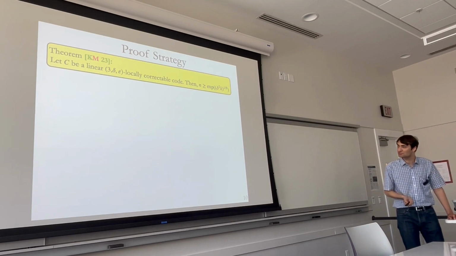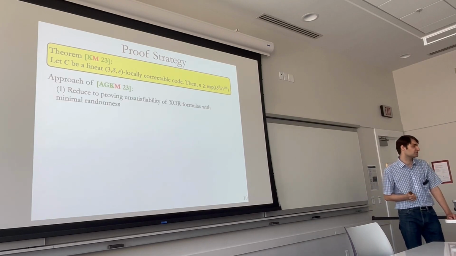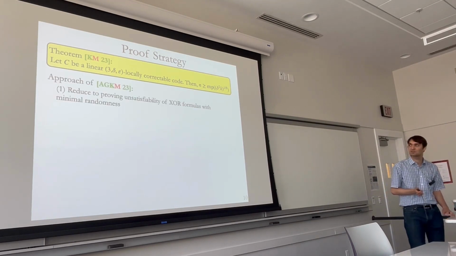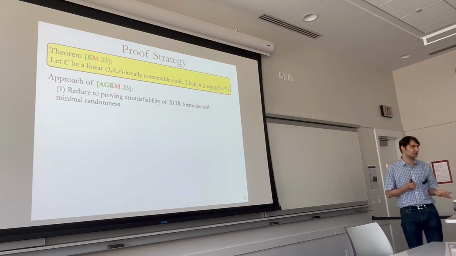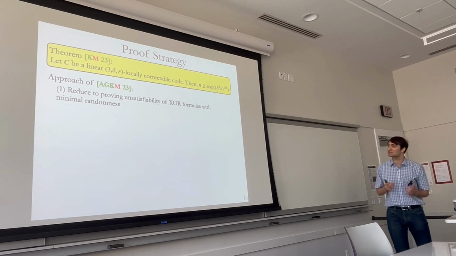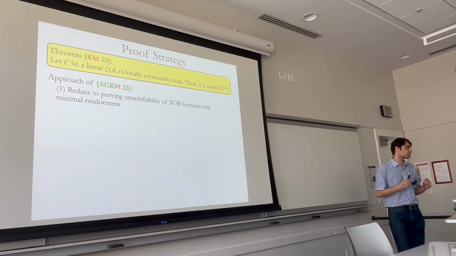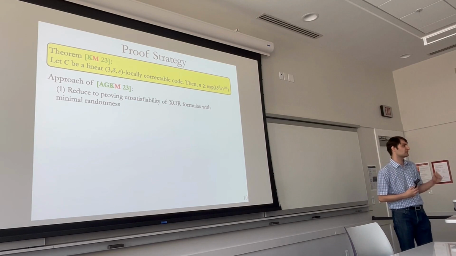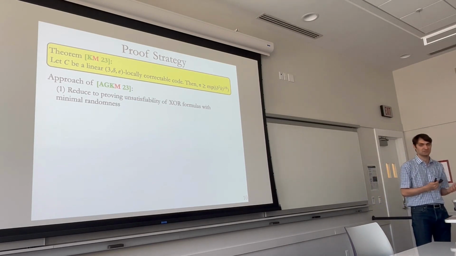Okay, so here's the strategy. We're going to borrow this approach that we had in our previous work, where we're going to reduce the task of proving these lower bounds to certifying unsatisfiability of a specific class of XOR formulas, which are systems of linear equations mod 2, and these formulas will have some minimal amount of randomness in them.